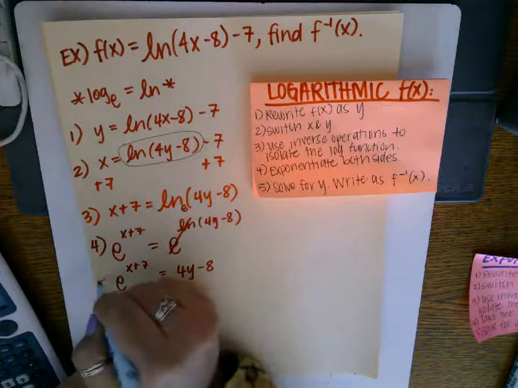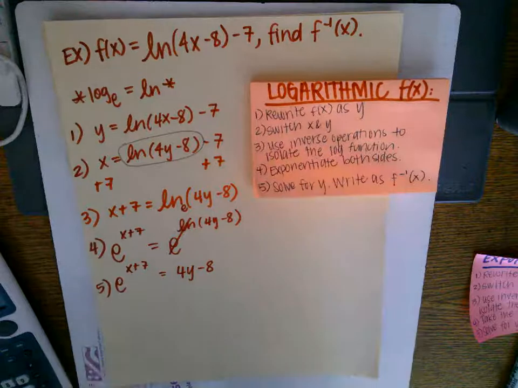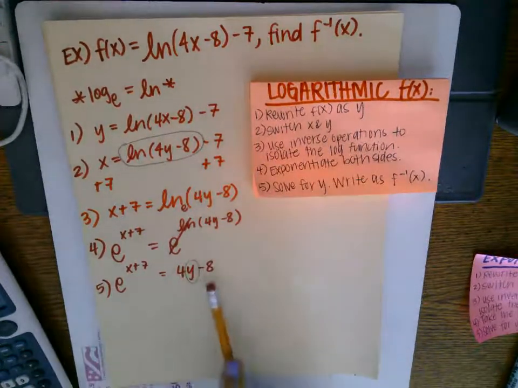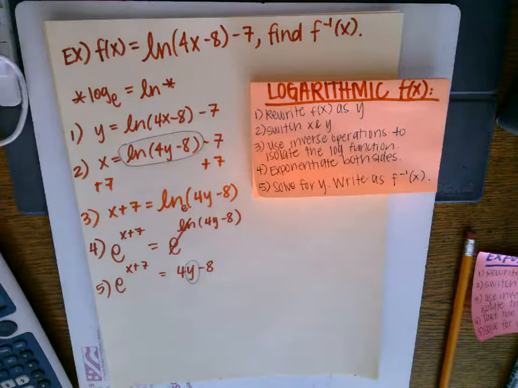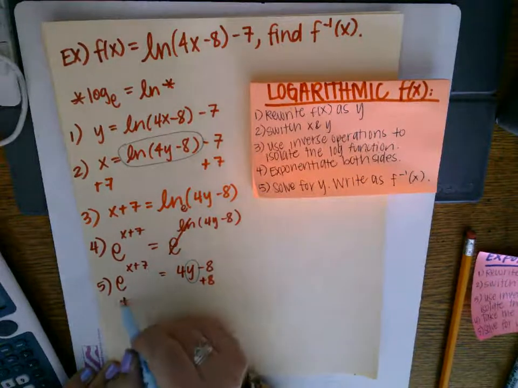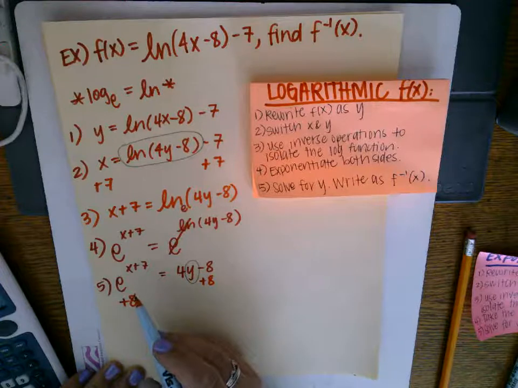And again, step 5 says to solve for y. Do everything to isolate y. I like this little trick. I'm going to have to undo this subtracting 8 and undo this multiplying by 4. Now, order of operations is pretty important. I'm doing reverse PEMDAS to get y alone. So I'm going to add 8 to both sides. Careful when I do this as far as notation.